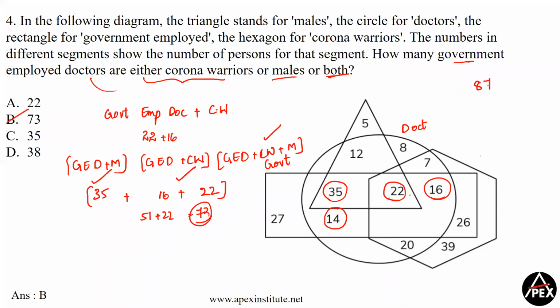Or from 87, subtract this 14 because they are not males and they are also not corona warriors. So you can do that in any way. You can find the number of government employed doctors who are males, who are corona warriors, and who are corona warriors and males. Or find the total number of government employed doctors and from that subtract those who are not males and not corona warriors. So 87 minus 14 is also 73.